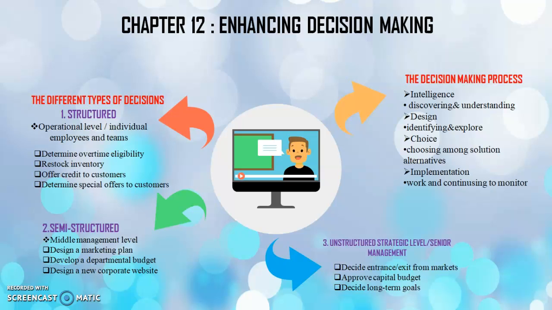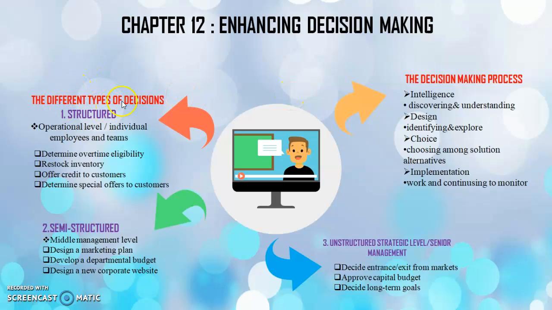Okay, for this week's presentation, the topic is chapter 12 from Management Information Systems. The title is Enhancing Decision Making. Today I would like to present in more detail subtopic 12.1, which includes two main elements. First, the different types of decision. Second, the decision making process.